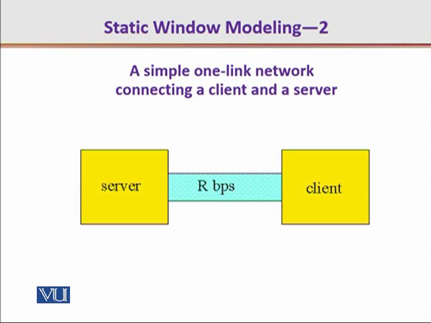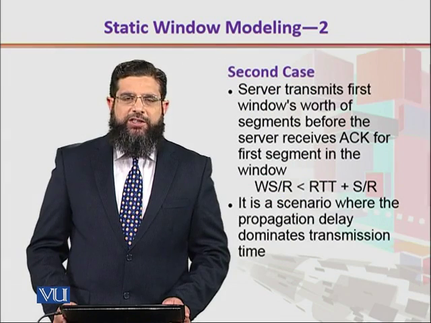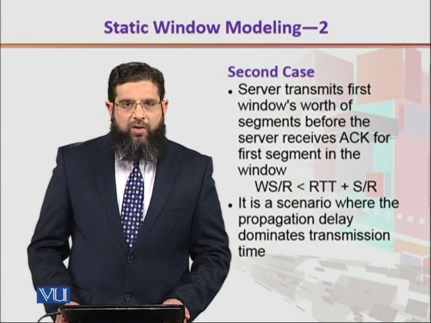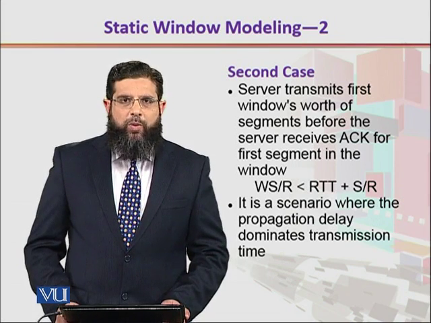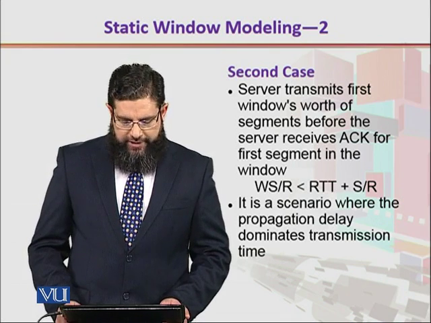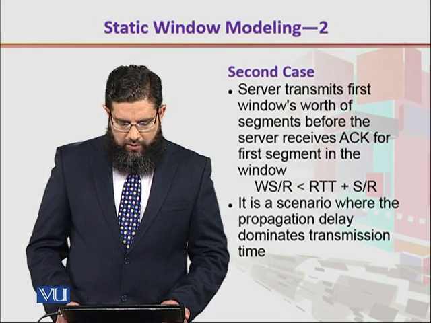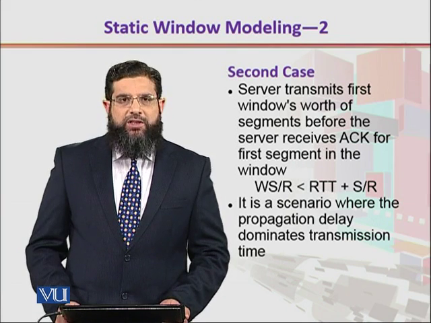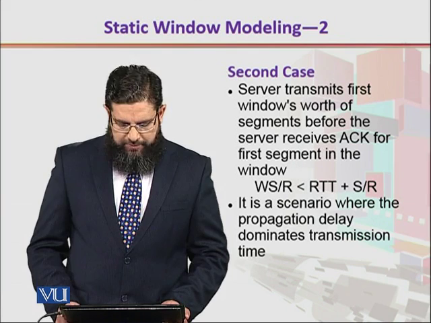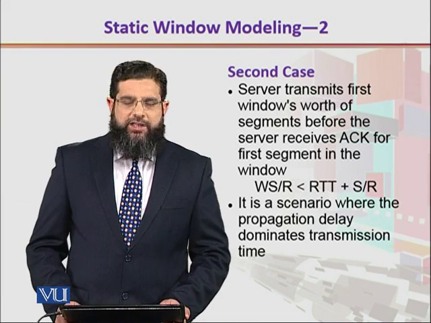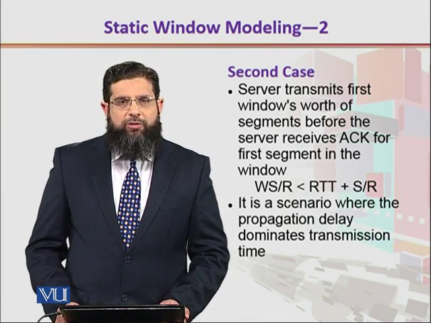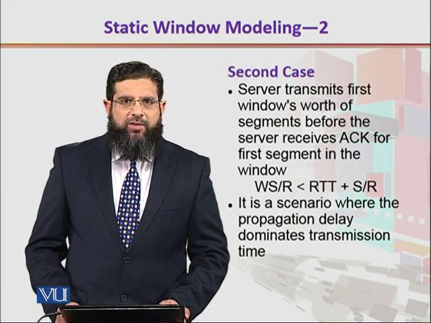Since it is again a single communication link network scenario, in terms of visualization, it is unchanged. The obvious change that we realize is that since the distance is too large, the server, when it starts transmitting window worth of data, before it receives the acknowledgement for the first segment, the window is transmitted because the round trip time is dominating the transmission time.